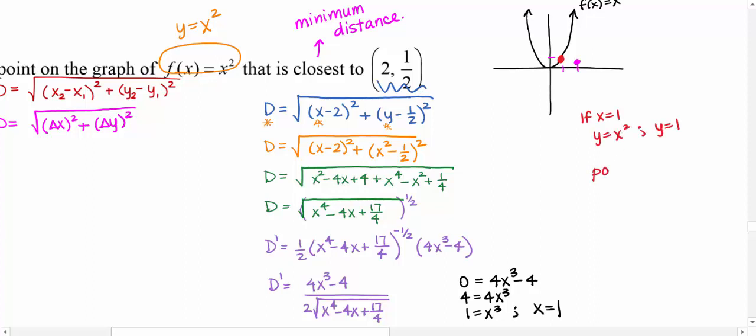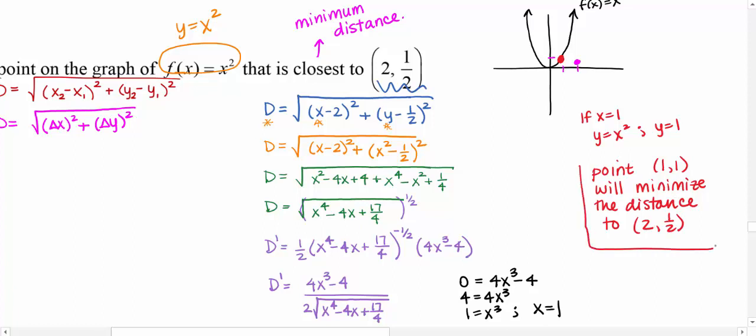So it's the point 1, 1 that will minimize the distance to 2, comma 1/2. Okay. So they were looking for that point 1, 1.